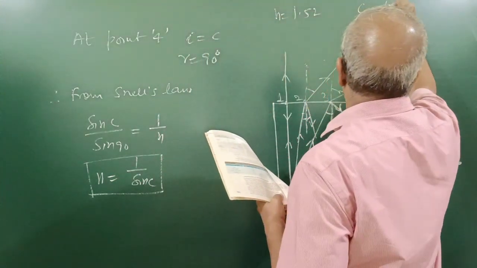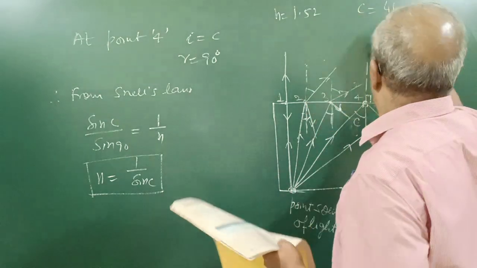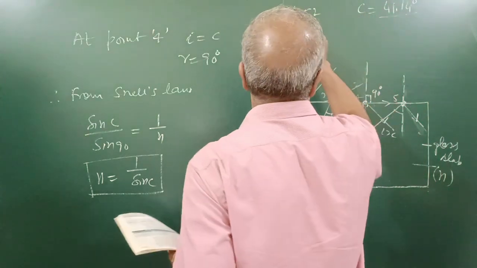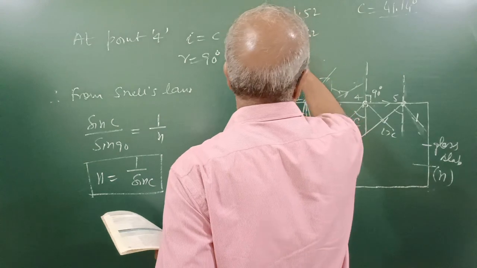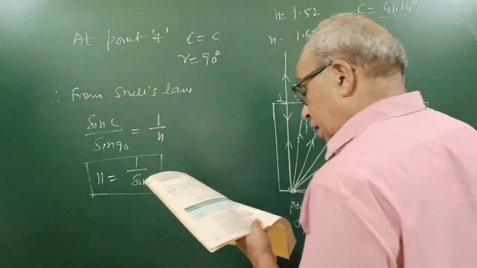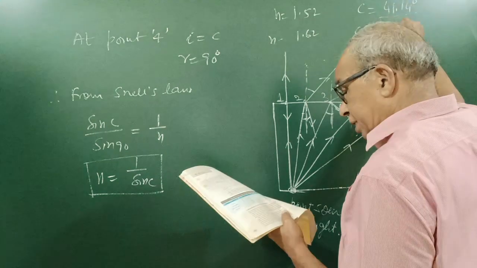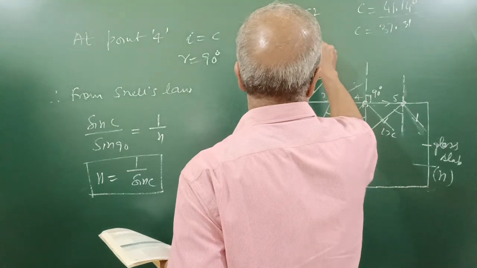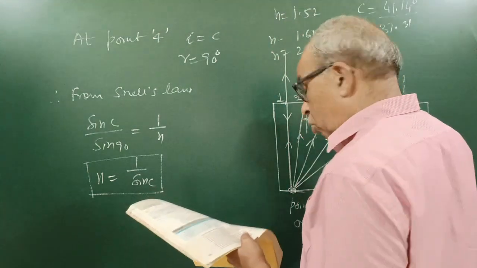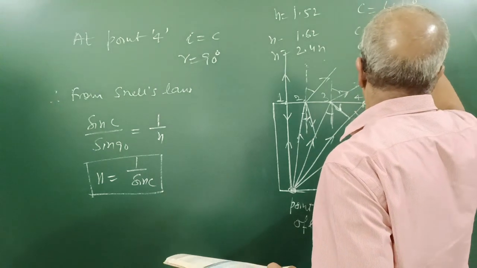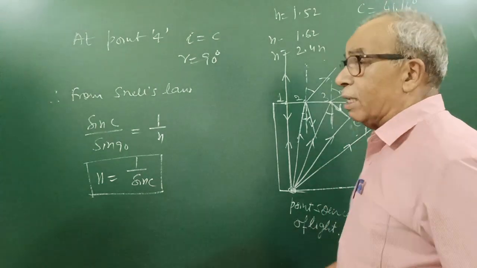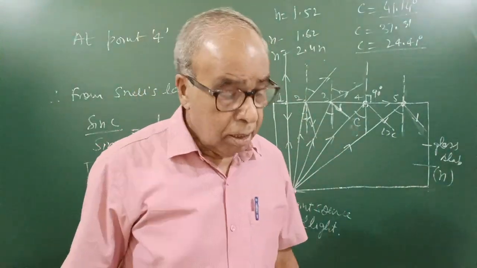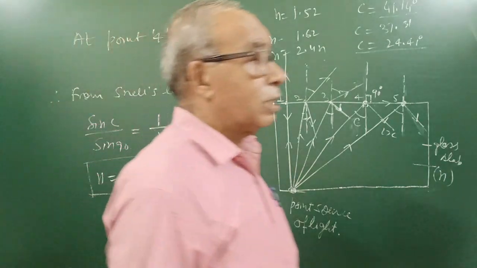C is 41.14 degree, nearly 41 ले सकते हैं. For flint glass 1.62, flint glass C equal to 37.31. For diamond n, you know, n equal to 2.42, तो C there only 24.41 degree. ये तो याद रखनी बात है भाई. If you don't know what is critical angle for diamond, then it means you have not learned physics.